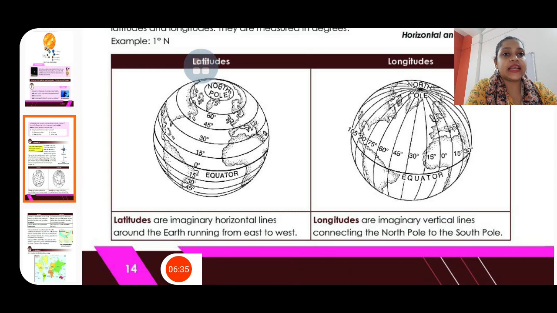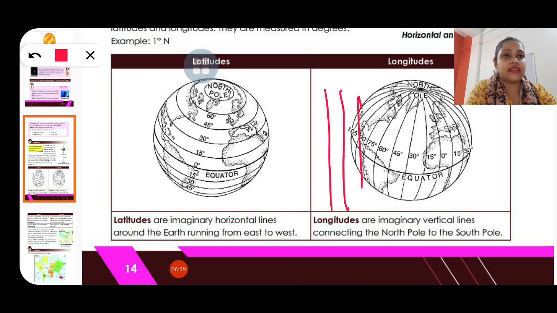So what are vertical lines? Vertical lines are these lines. Okay, straight lines. Now longitudes are vertical lines. Latitudes were horizontal lines, whereas longitudes are vertical lines. Now what are vertical lines? Vertical lines are straight lines, okay, which connect the North Pole and the South Pole.